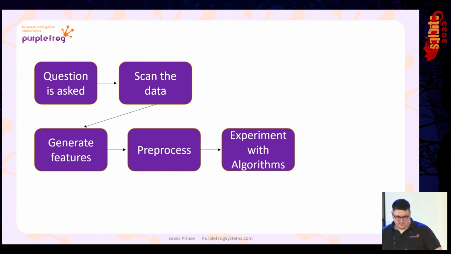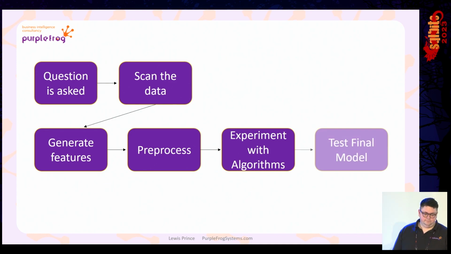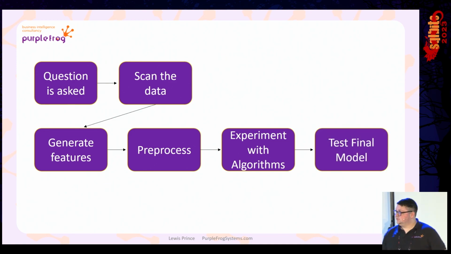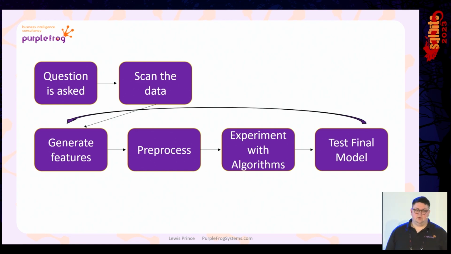Then once you've done the pre-processing, you experiment with your algorithms. So you try different things, you see what the values were, and you go again, you go again, you go again. And once you're happy with the experiment, the algorithms, you test your final model. It may not be effective enough still, so you go back, you generate your features again, and you do the process again. And that could be 4, 5, 6, loads of times until you get happy with that final model.